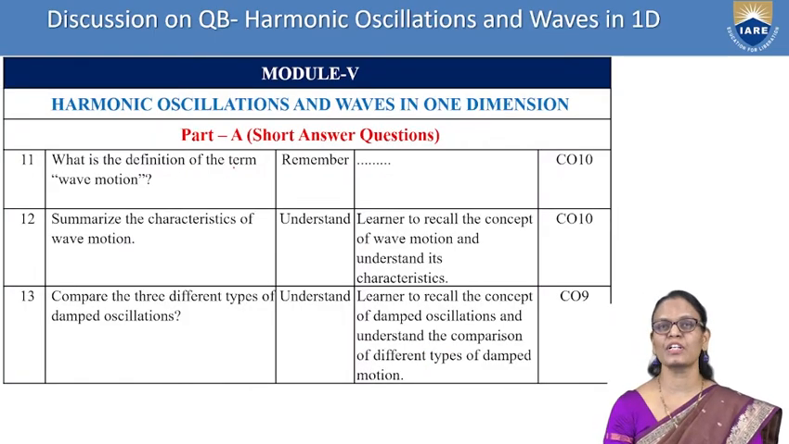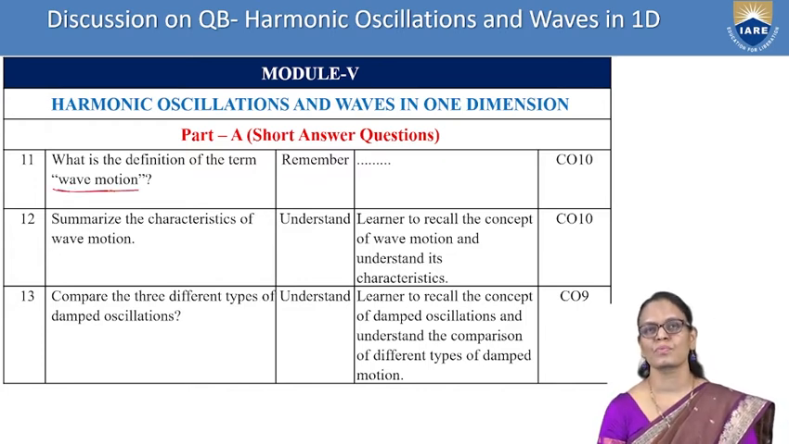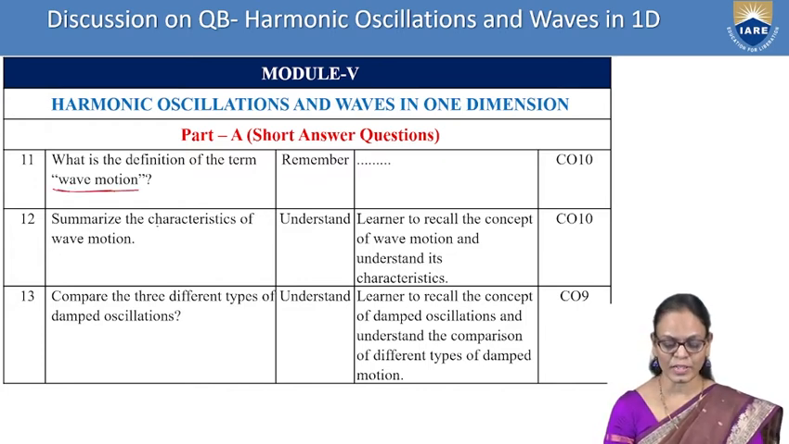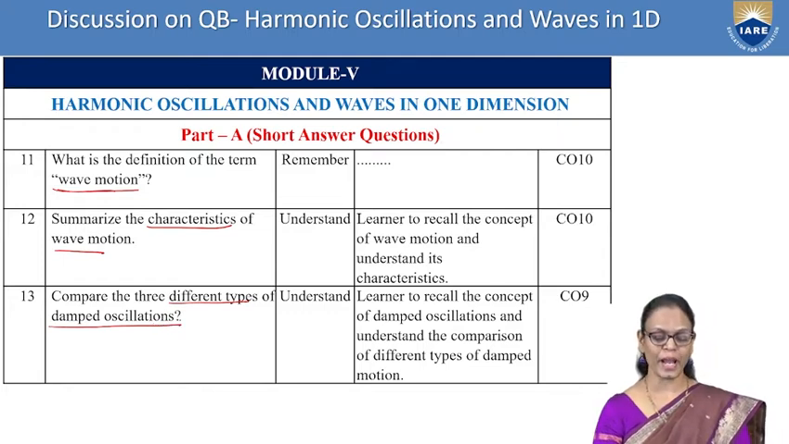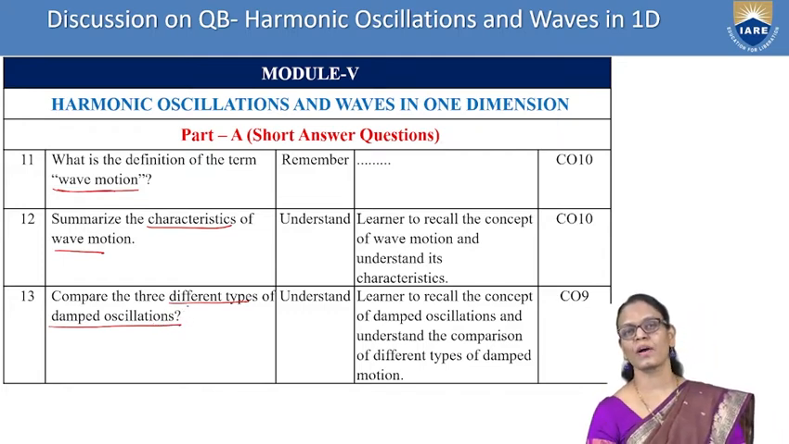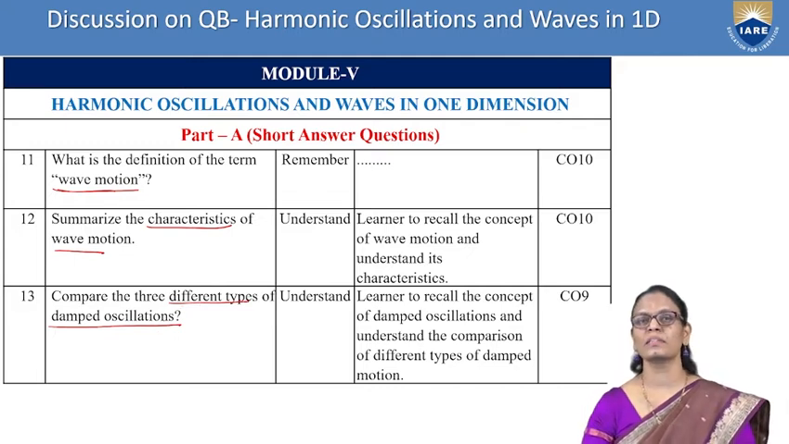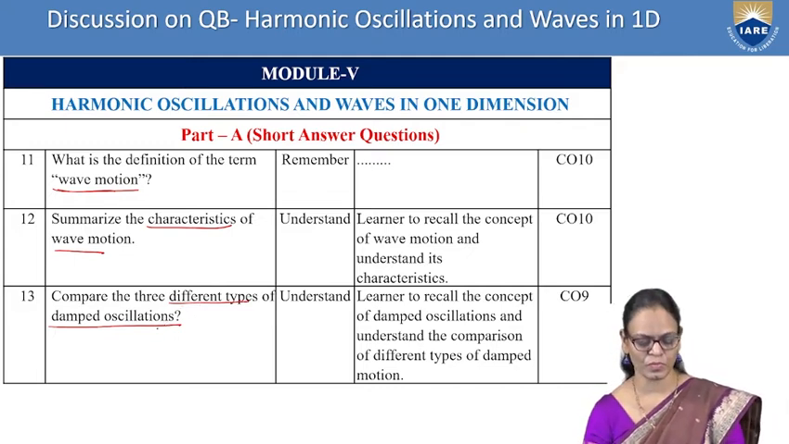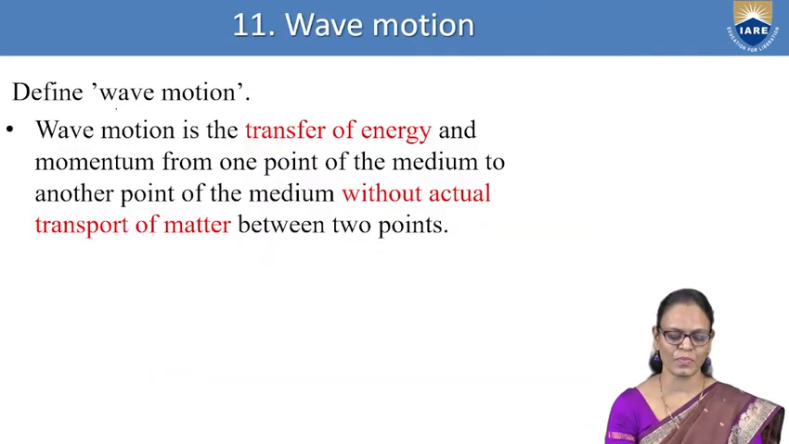Next, what is the definition of the term wave motion? What are the characteristics of wave motion? Next question: compare three different types of damped oscillations. In damped oscillations, we are going to have three different types, and we are going to discuss all three. So first one, what is wave motion?